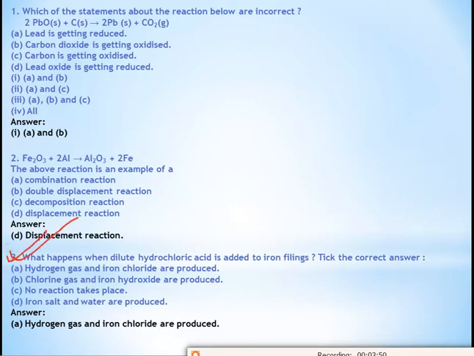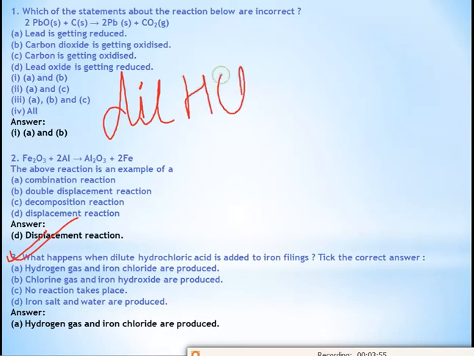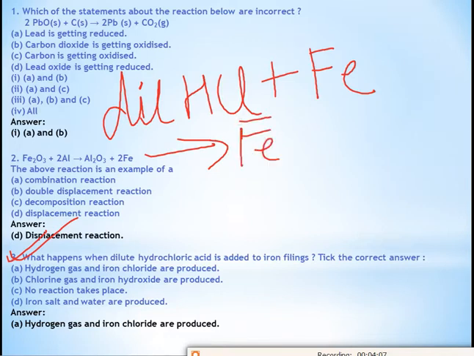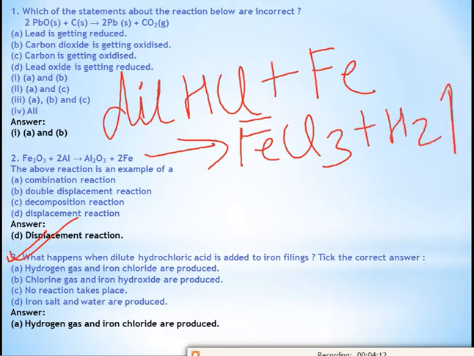What happens when dilute hydrochloric acid, dilute HCl, is added to iron filings? Iron filings, that is Fe. So what type of reaction will take place? Whenever iron reacts with hydrochloric acid, HCl, it will form iron chloride, FeCl3, along with the evolution of hydrogen gas. Right? So let's see what options are written there.